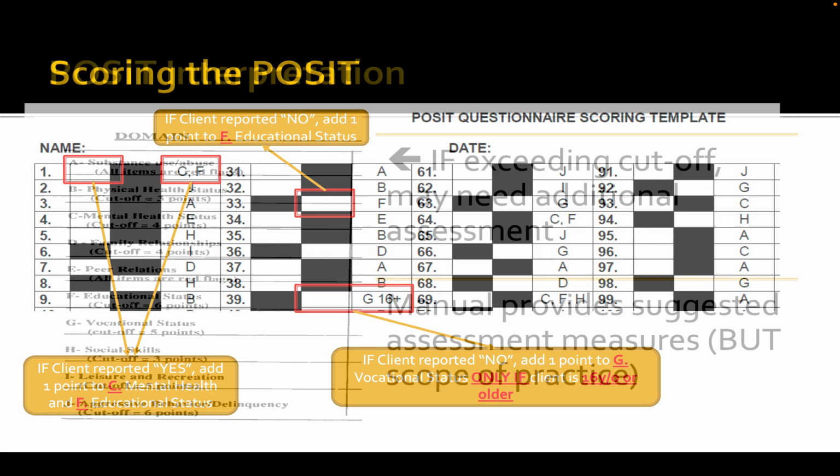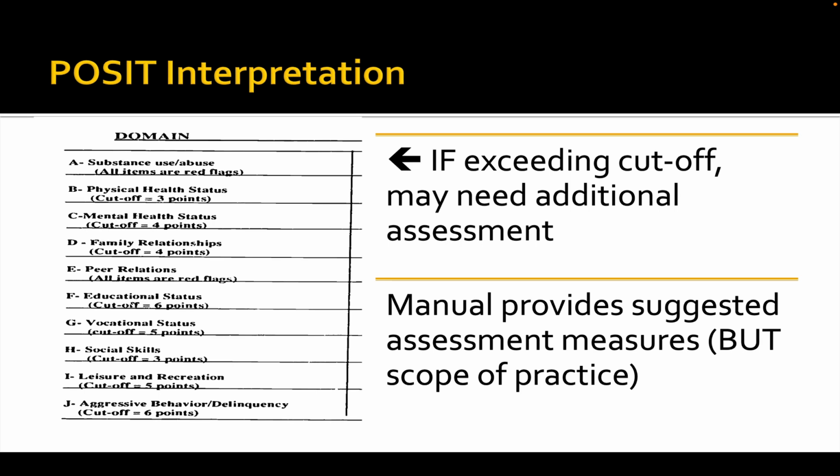for those specific domains. So as you can see for domain 1, all items are red flags. So if at any point they get any points for those specific questions, then that means additional assessments are needed. Another example would be educational status. Their cutoff point is 6 points. So if in that domain they get at least 6 points or more, then additional assessment is needed.